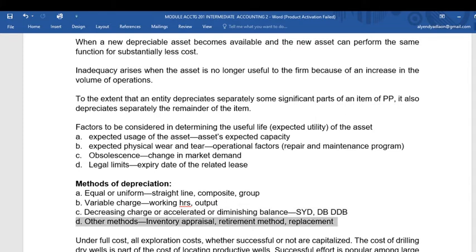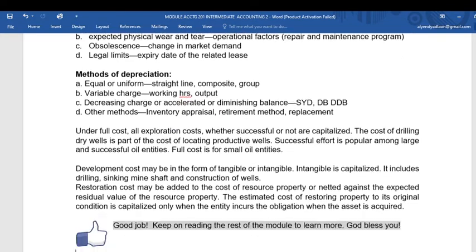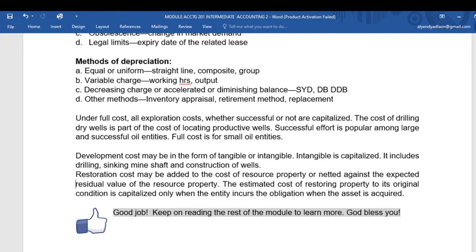And the last one, we have other methods. We have inventory appraisal, retirement method, and replacement method. Okay, so actually depreciation is just short. The concept is only short, but what will take us too long here is that there are a lot of methods of depreciating an asset, so we are to learn every method of depreciation. Okay, now to start, let us have our problem solving. Okay, to start with the application.